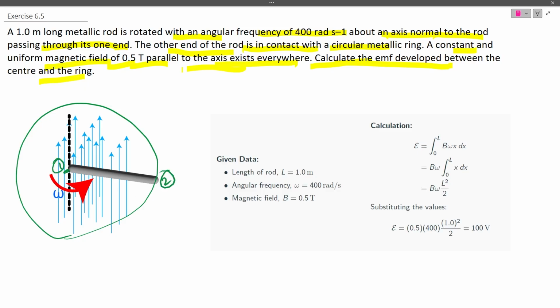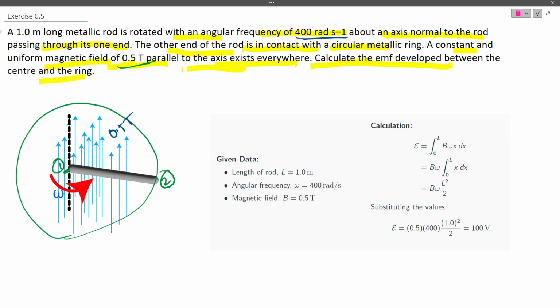Now under the given conditions, there is a magnetic field that is parallel to the axis of rotation of the rod, of magnitude 0.5 Tesla. So the magnitude of this magnetic field is 0.5 Tesla, and the omega is 400 radians per second. That has been given in the question.